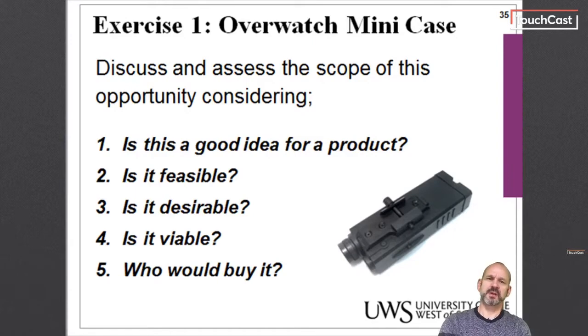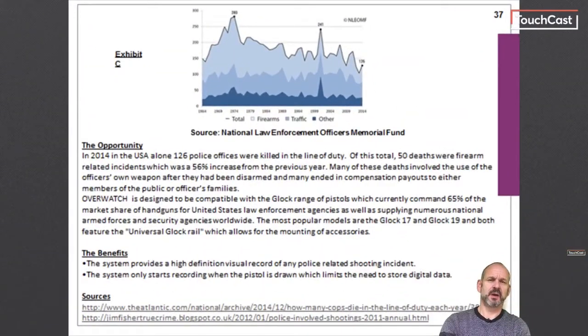So firstly, let's look at the extent of the opportunity. Now, in 2014 in the USA alone, 126 police officers were killed in the line of duty. Of this total, 50 deaths were firearms related, and this was a 56% increase from the previous year. Now, many of these deaths involved the use of the officer's own weapon after they had been disarmed, and many ended in compensation payouts to either members of the public or officers' families, largely because the chain of events could not be established beyond reasonable doubt.